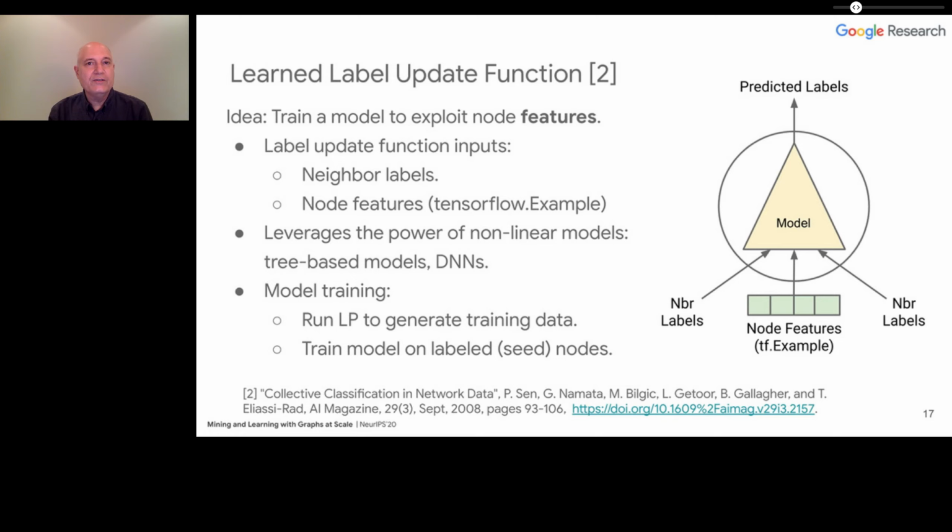We first have to do a short label propagation run to generate training data, so we have some neighbor labels to train on. And then we train a model using the neighbor labels of the seed nodes as well as the features of the seed nodes. And when we're training that model, we use the seed label as the target label to train against.